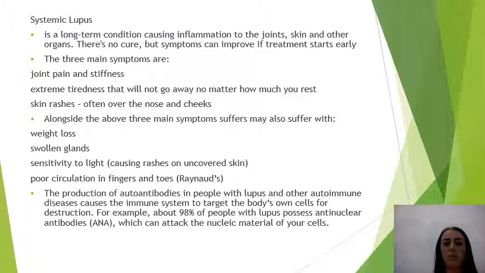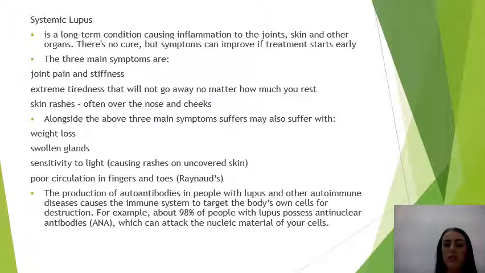It's a long-term condition causing inflammation to the joints, skin and other organs. There's no cure, but symptoms can improve if treatment starts early. The main symptoms are joint pain and stiffness, extreme tiredness and skin rashes. Alongside the above, symptoms may also include weight loss, swollen glands, sensitivity to light, poor circulation in fingers and toes.